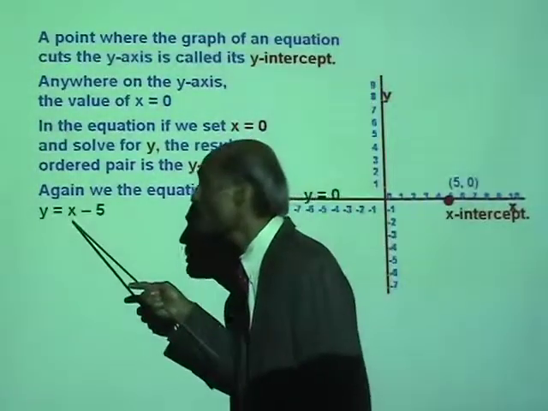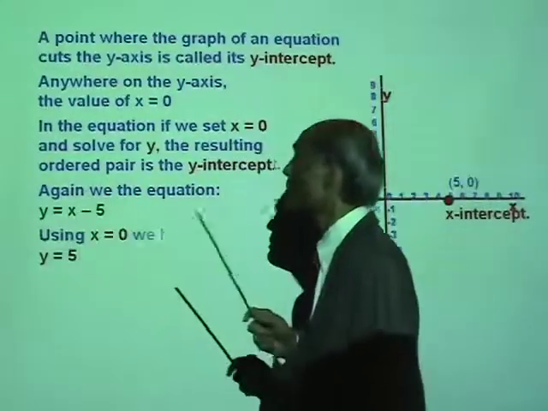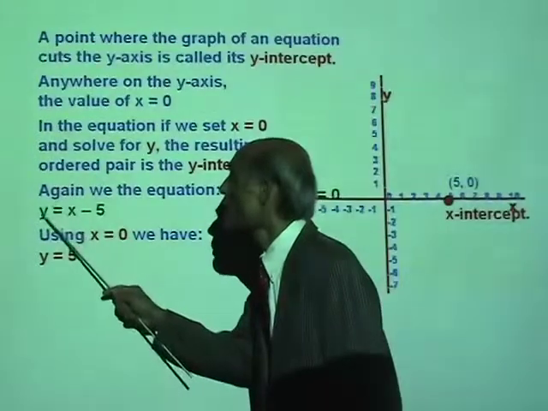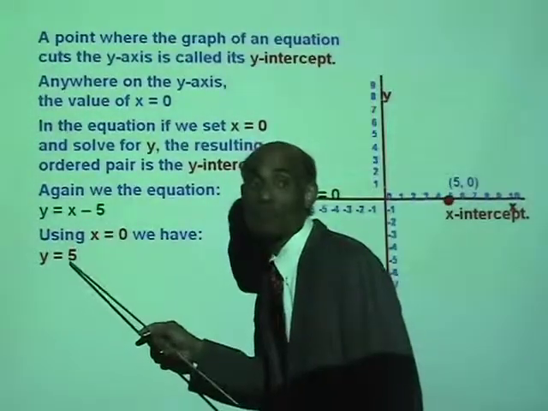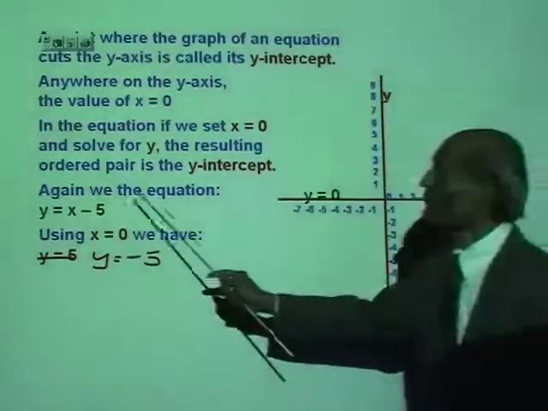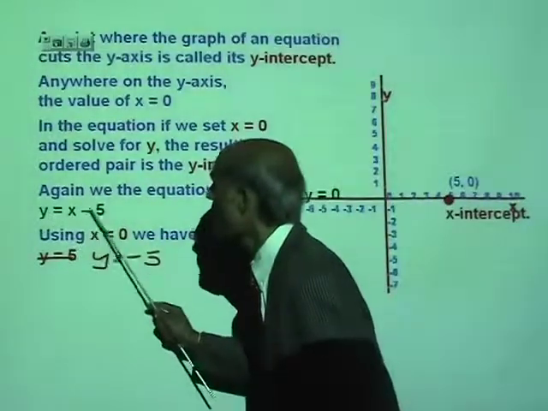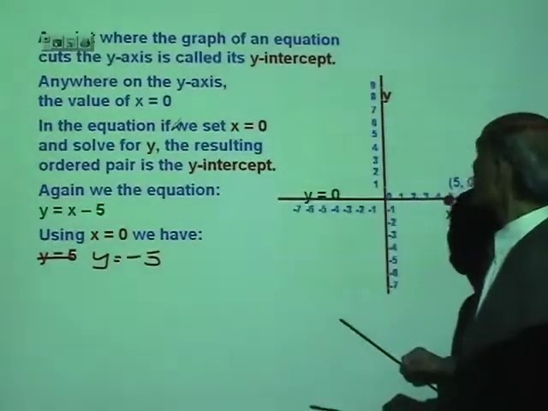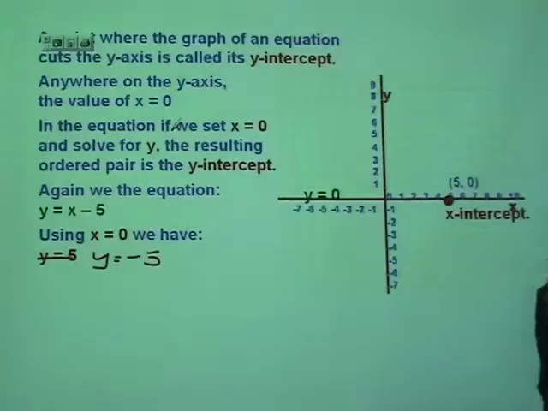Alright, what is the value of y when x equal to 0? If you put x equal to 0, we get y equal to negative 5, not 5. You must change that. When x equal to 0, y equal to negative 5. That's right, not y equal to 5. Therefore, what is the y-intercept in here?